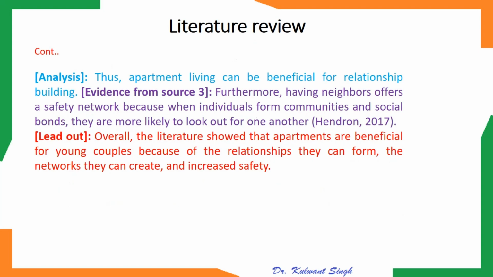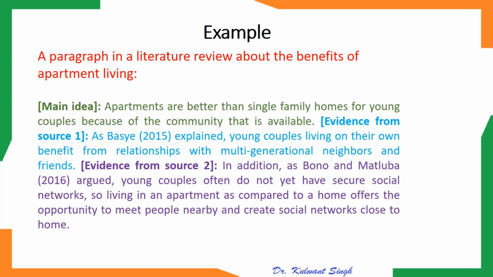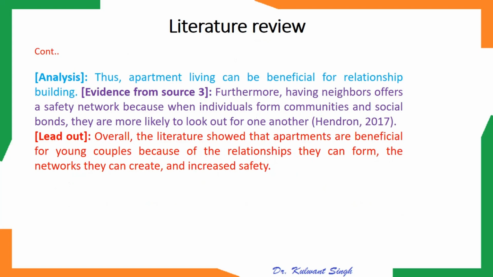Next step is the analysis. So in the analysis, you should write like this: thus apartment living can be beneficial for relationship building, on the basis of these two evidences and our main idea. So the author should try to make a connection between the theme, main idea, and the evidences and put the analysis. So apartment living can be beneficial for relationship building. Now you can support with the literature again if you have.